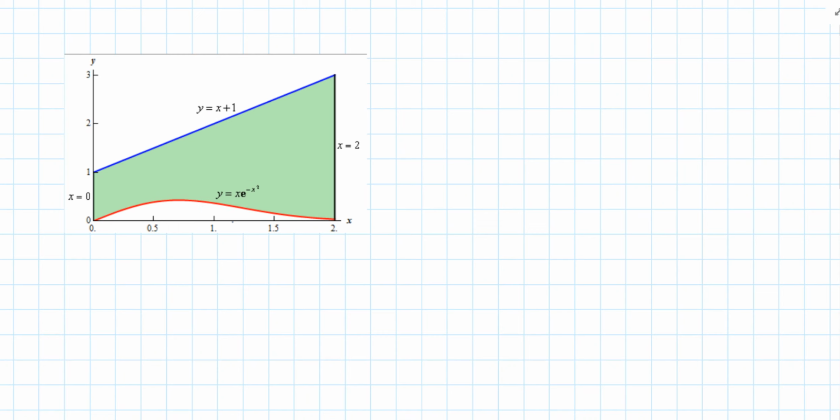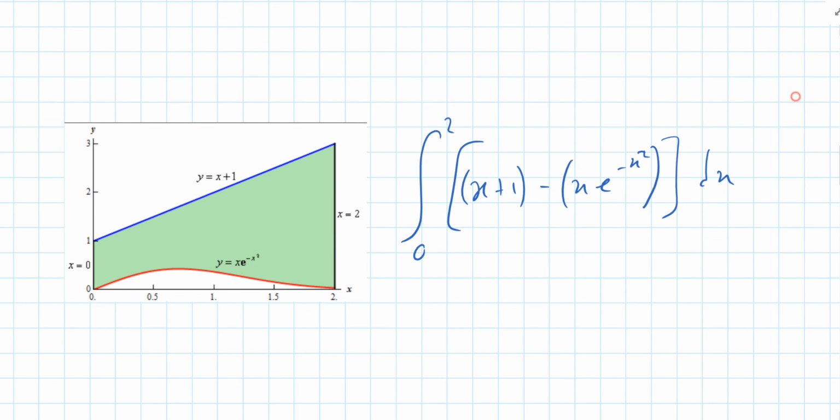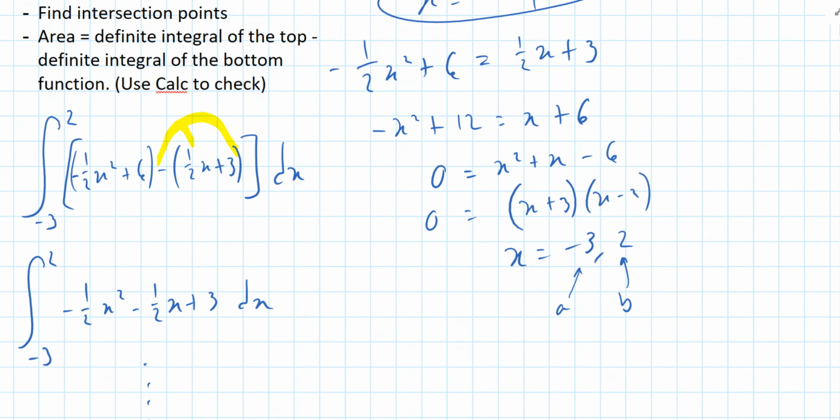And clearly the linear is on top, and we're going to call that a type of exponentials on the bottom. So what we're going to do is go integral of 0 to 2, is not so bad. And then what we've got in the brackets is x plus 1 take x e to the minus x squared dx.